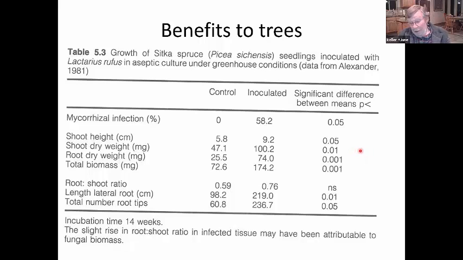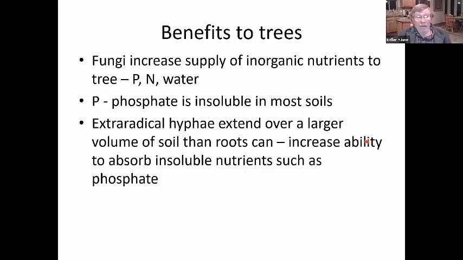So basically, when you go out in the field and you're looking at a plant, you're really not looking at a plant most of the time. You're looking at a plant associated with mycorrhizae. So if they grow better, what can the benefits to the trees be? Well, fungi are going to increase the supply of nutrients that are typically limiting to the tree. And these are going to include particularly phosphorus, but also nitrogen and water.